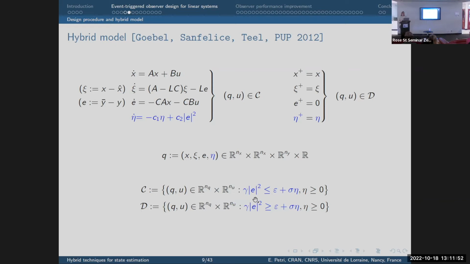In particular, when this condition is satisfied, we don't need to trigger a transmission. So we are in the flow set C, and the hybrid state evolves according to this flow map here. Conversely, when this condition is satisfied, it means that the observer needs new output data to perform the estimation. And so we are in the jump set D, and the hybrid state is updated according to this jump map here.